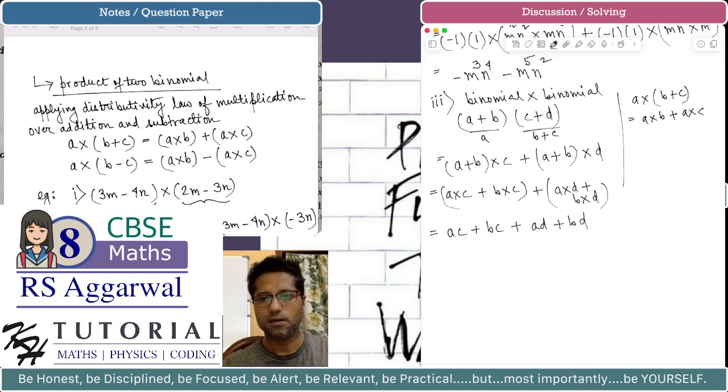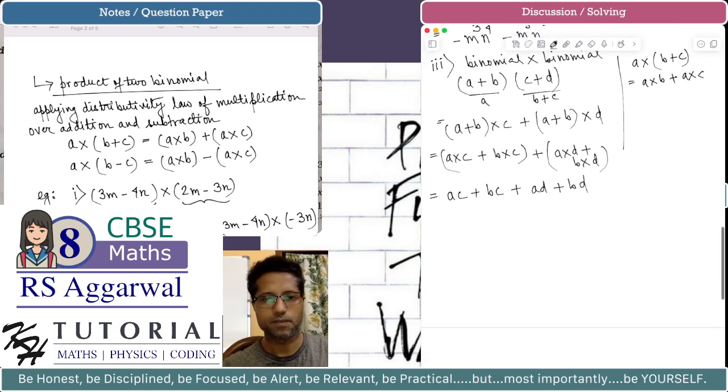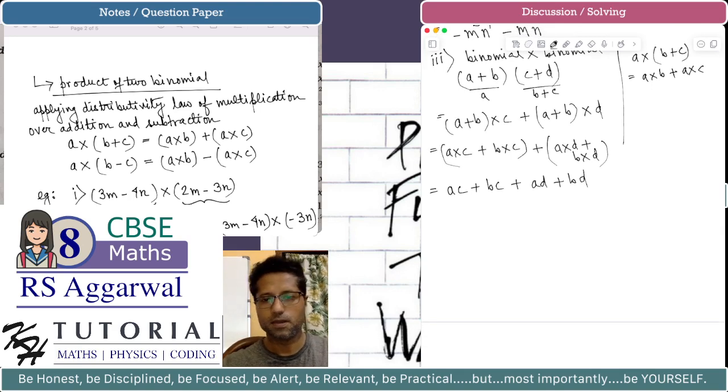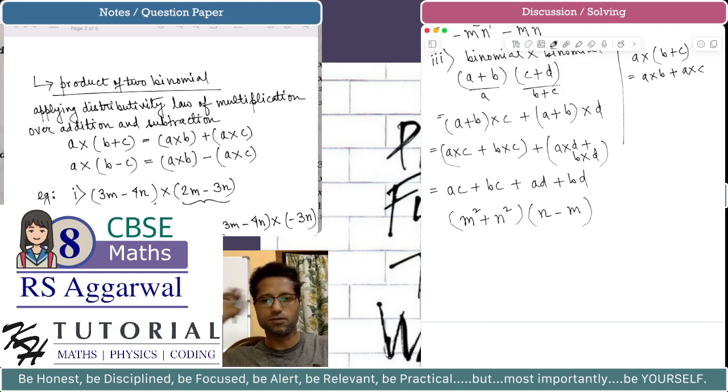Now let's consider an example using algebraic expressions. Okay, let's say we have to multiply m square plus n square. This is one binomial where m and n are variables. We have to find the product of this binomial with, let's say, n minus m. So n minus m is also a binomial having two terms. First term is n and the second term is minus m. And for the first binomial m square plus n square, the first term is m square and the second term is n square. So how do we find the product?